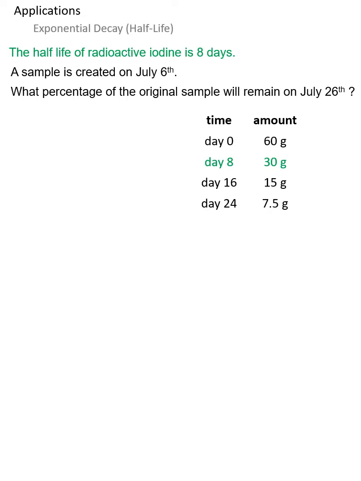This is something that's slowly decreasing or decaying over time in such a way that every 8 days, half of the original amount remains. So 8 days later than that, on day 16, we would have half of the 30 grams, which would be 15. And then 8 days later, on day 24, we would have half of 15, which is 7.5. Now again, there's no 60 grams mentioned in this problem. This is just an example of how half-life works. Now, on to the actual problem we're doing.